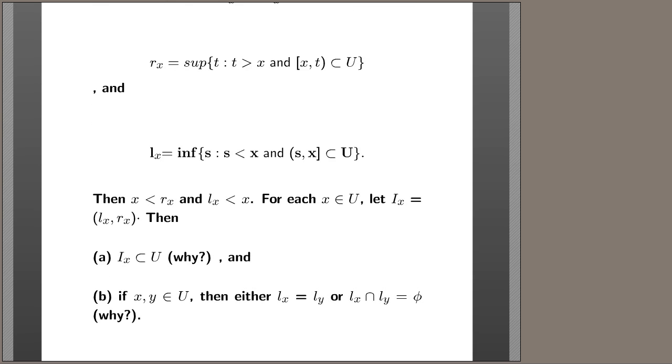Now, obviously, X is less than R of X, and X is greater than L of X, for any X that you have on the interval U. Now, let I of X be the interval whose left side is L of X and whose right side is R of X. By the construction we had, this interval is the largest interval that you can imagine, which contains X and itself is inside U.